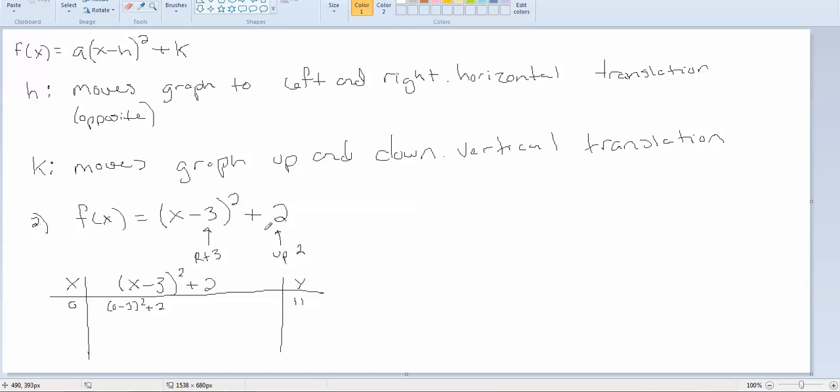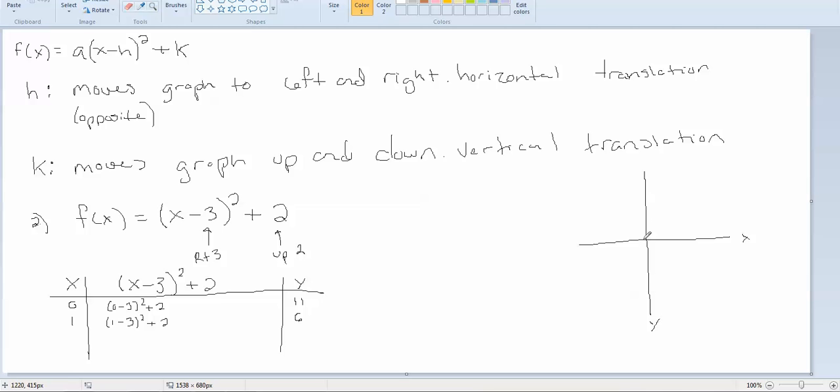Okay, then I'm going to put in the number 1. Okay, so 1 minus 3 squared plus 2. So 1 minus 3 is going to give me a negative 2. Negative 2 squared is a 4. 4 plus 2 is 6. So I'm actually going to graph this as we go because you gotta be able to see the whole U, which will bring me to the idea of the vertex in just a second.